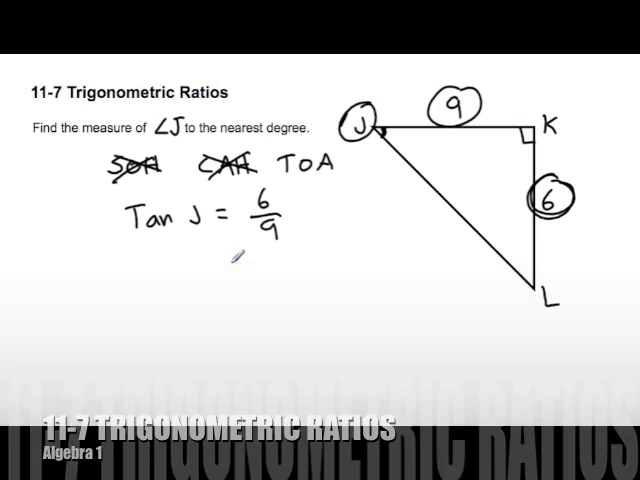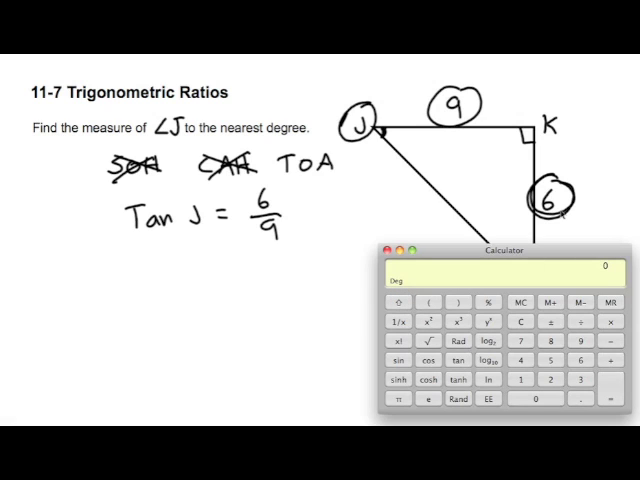I'm going to bring up my calculator, and what I'm going to do is divide 6 by 9. And that's going to give me 0.666 with the bar notation, repeating forever. Now, the reason I want to do it on the calculator instead of on paper right now is because I want to get the full number. I don't want to round yet, okay? Because the problem has us rounding to the nearest degree.